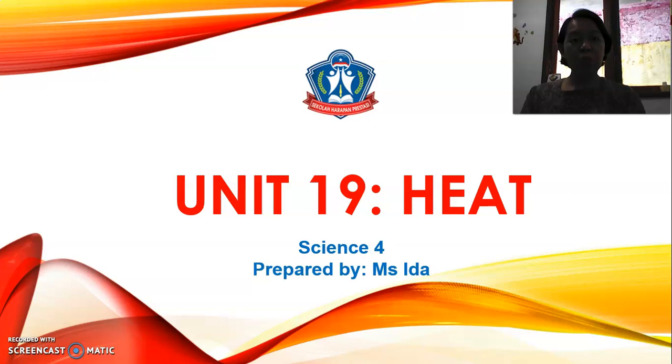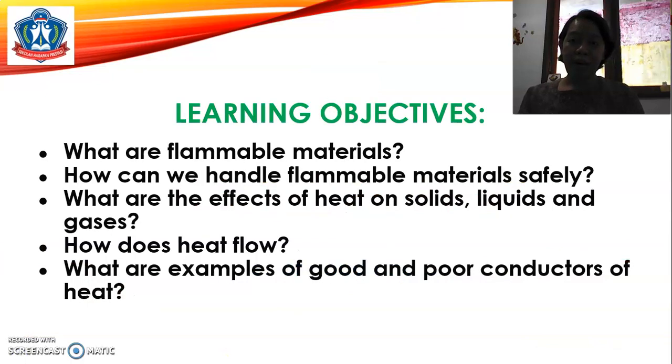Welcome back to our home learning, and today we will learn about Unit 19. It's all about heat. So let's find out what the learning objectives for this unit are. What are flammable materials? How can we handle flammable materials safely? What are the effects of heat on solids, liquids, and gases? How does heat flow? What are examples of good and poor conductors of heat?